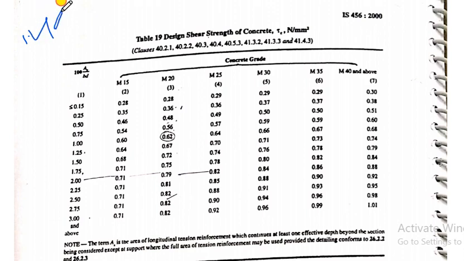From here, the vertical column is the percentage of steel, which is 1.49. So 1.49 lies between 1.25 and 1.50. This is for M20 grade of concrete. So for the design shear strength of concrete, tau c, for 1.25 it is 0.67, and for 1.50 it is 0.72.